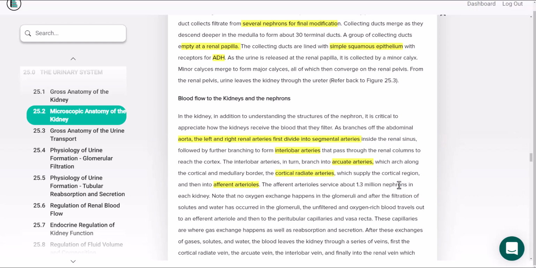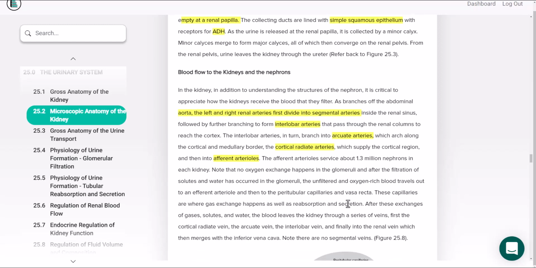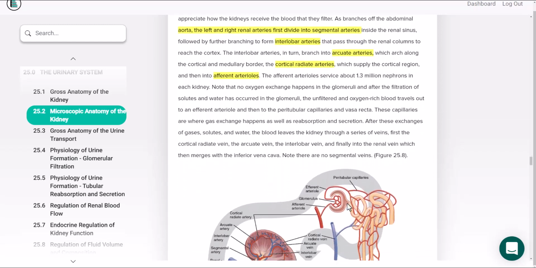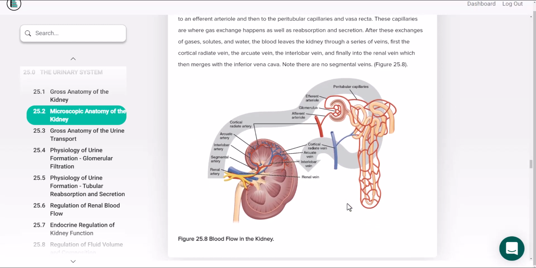Again, there's about 1.2, 1.3 million nephrons in every kidney. That means there's also 1.3 or so million afferent arterioles in each kidney, about 2.5 million between your two kidneys. Again, note that no oxygen is being filtered in the glomerulus. Instead, we're simply filtering out those metabolic waste products. So let's take a look here at the big story.